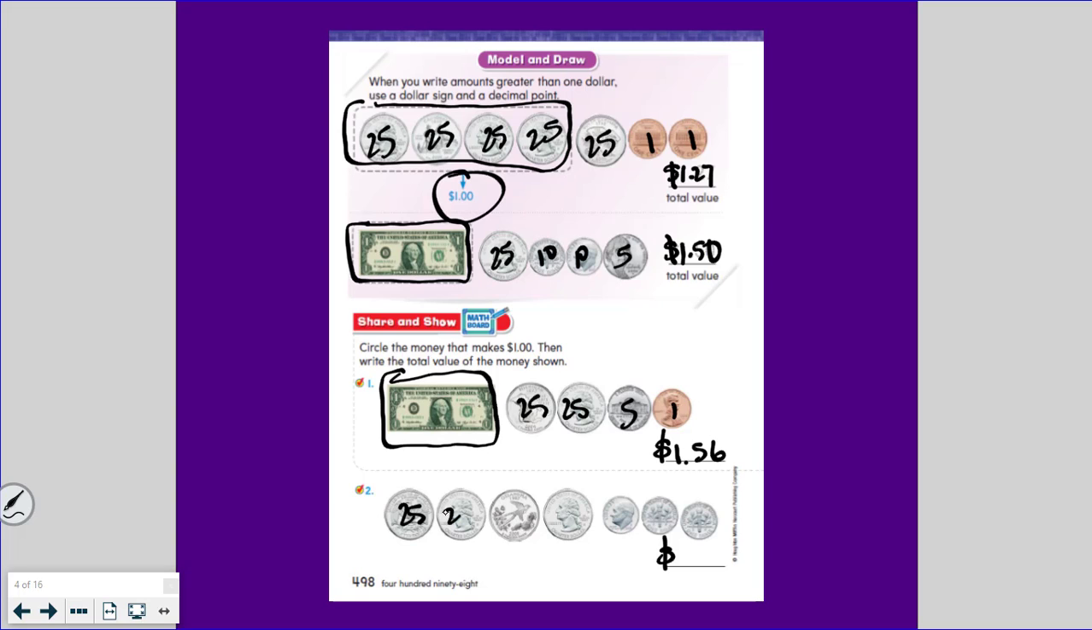Then we've got, let's see, 4 quarters, right? We already know. I'm going to write what their values are, but we already know 4 quarters equals $1. And then it looks like we've got 3 dimes. Okay, so I'm going to circle the dollar. I'm going to go ahead and write it. So $1 and 10, 20, 30. So $1.30. Okay, let's go to the next page.